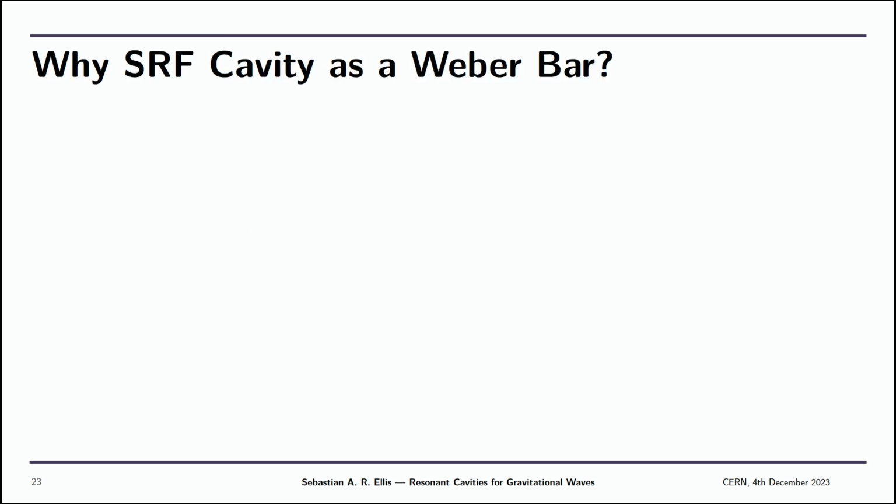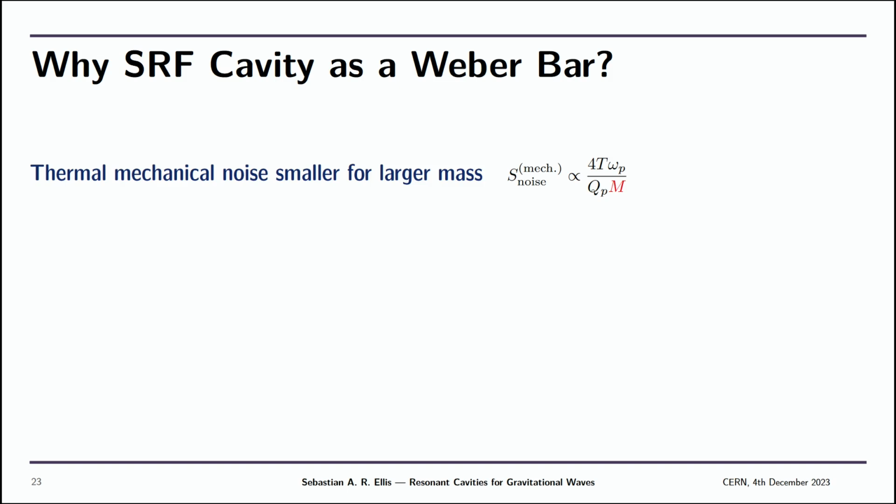So you might be wondering, hang on a minute, you're just describing to me a Weber bar. Why on earth would you use a loaded electromagnetic cavity with all these different noise sources as a Weber bar when you can just build a Weber bar and look for the gravitational wave that way? Well, the answer is in the following observation. So you will say, but I can just increase the mass of my Weber bar almost arbitrarily, not quite, but close enough, and I'm just going to get smaller and smaller thermal mechanical noise. And you would be correct.